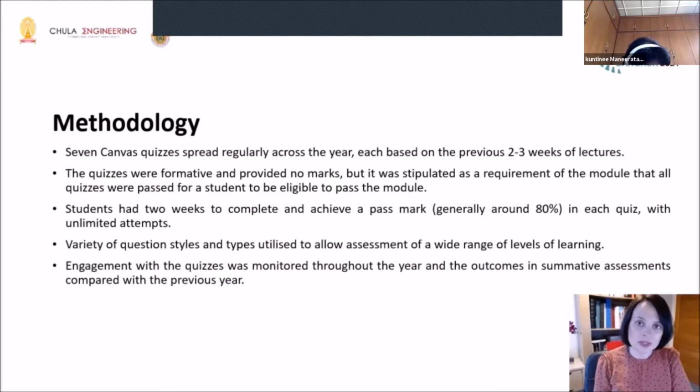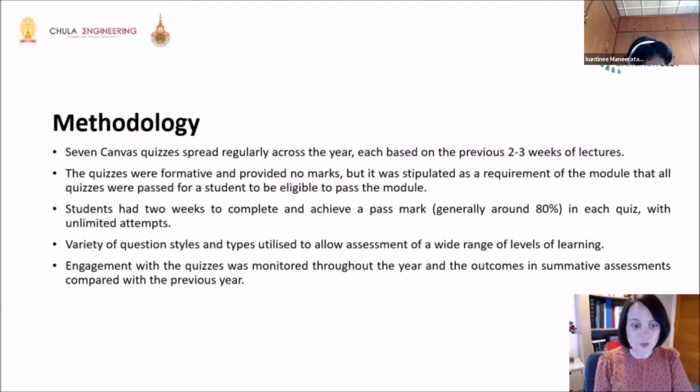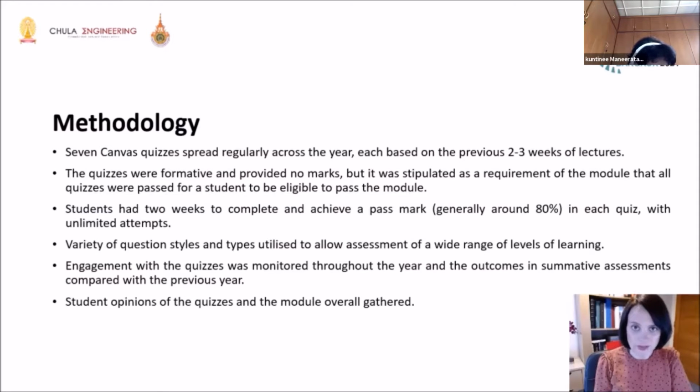We monitored the quizzes and the engagement with them throughout the year, and we compared the outcomes in summative assessment with the previous year. We also gathered some qualitative data from student surveys.